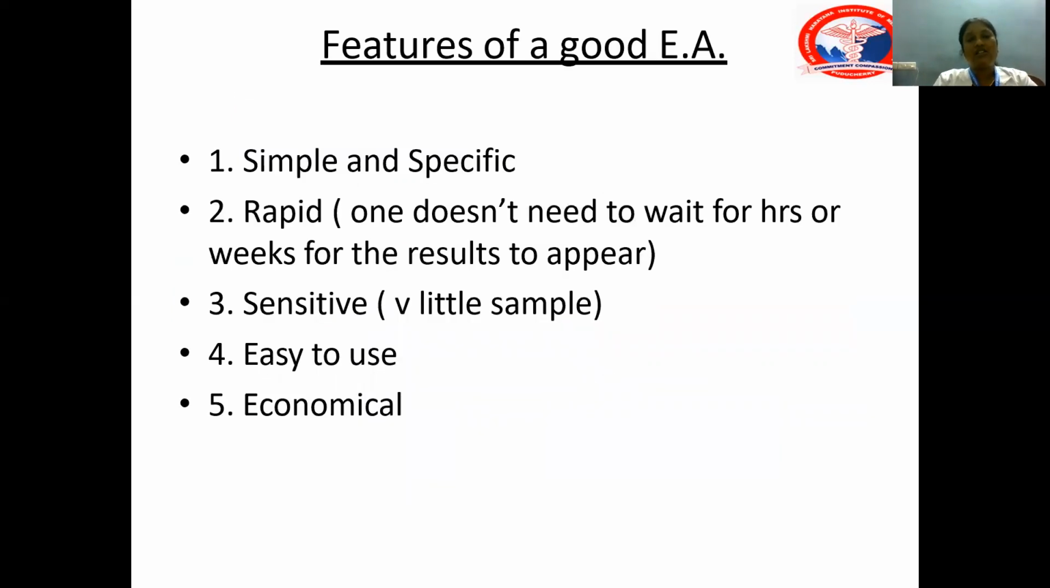So what are the features of a good enzymatic assay? These are the basic features we need for an enzymatic assay to fulfill the required criteria. It must be simple, it must be specific, and it must be rapid, so we need not wait for hours or weeks for the results to appear. And it must be sensitive, that is, a very minute amount of sample is needed. And it must be easy to use, and it must be economical.